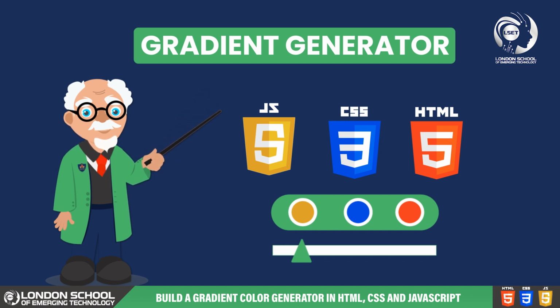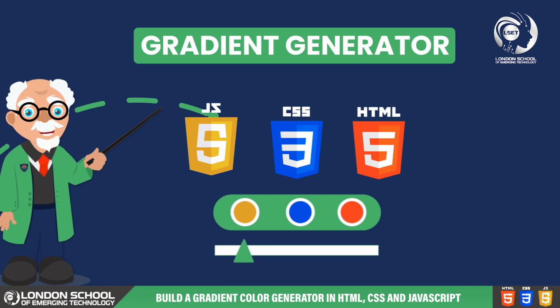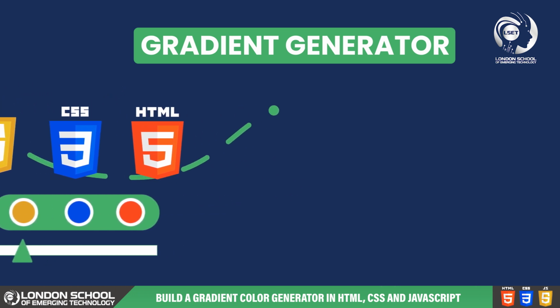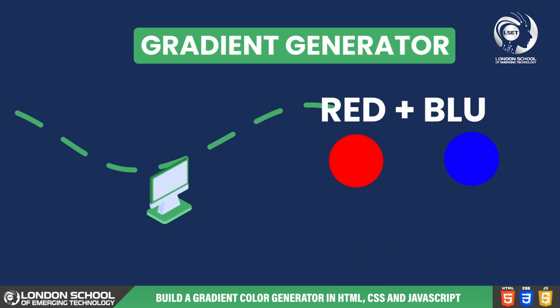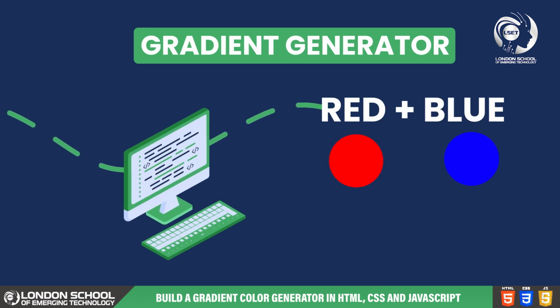Now, before we dive into the coding, let's briefly talk about what a gradient is. A gradient is a smooth transition between two or more colors. It adds depth and visual interest to your designs, and it's a popular technique used in web development to enhance the look and feel of websites.